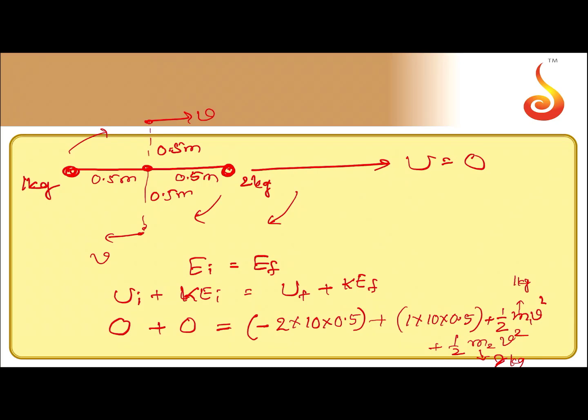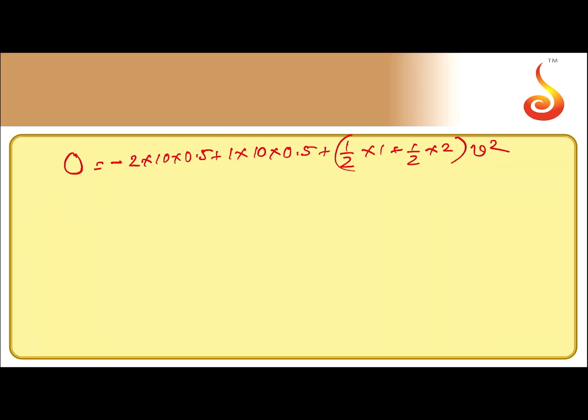is again v square. So if you simplify it further, 0 is equal to minus 2 into 10 into 0.5 plus 1 into 10 into 0.5 plus half into 1 into v square. So half into 2 into v square. This is our expression. By the way, you may pause the video, look at the equation carefully and rewrite them. Okay. Simplify this, you will get v is equal to 1.8 meter per second.